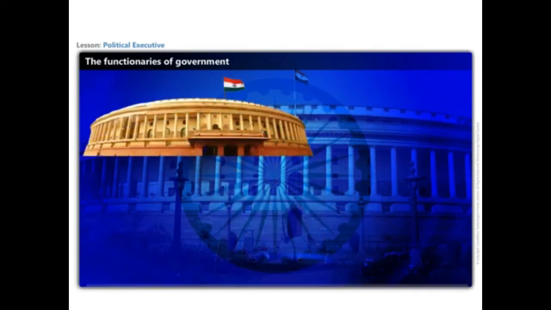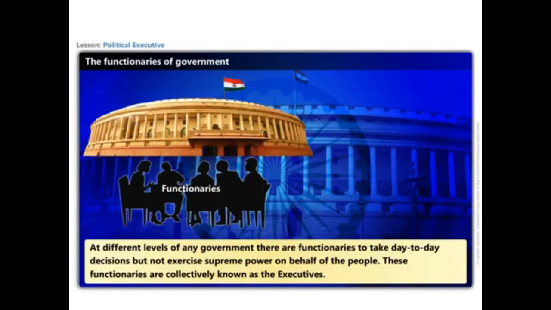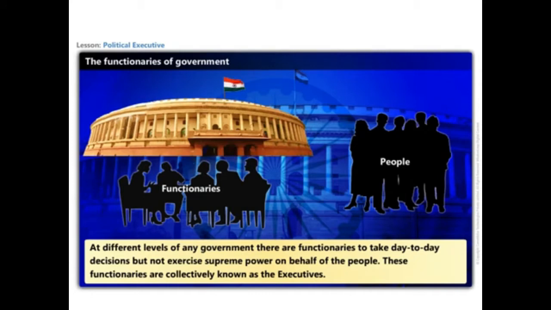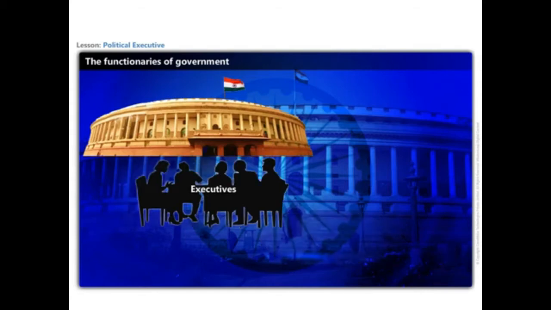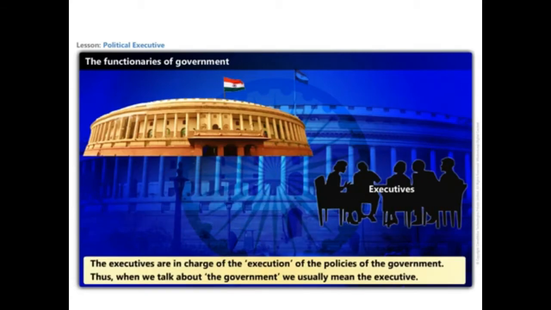At different levels of any government, there are functionaries to take day-to-day decisions but not exercise supreme power on behalf of the people. These functionaries are collectively known as the executives. Why do you think we have executives? The executives are in charge of the execution of the policies of the government.